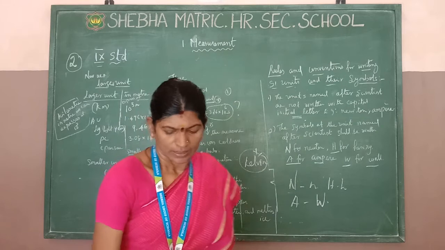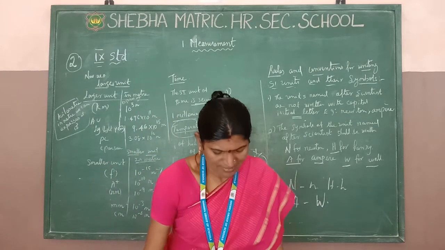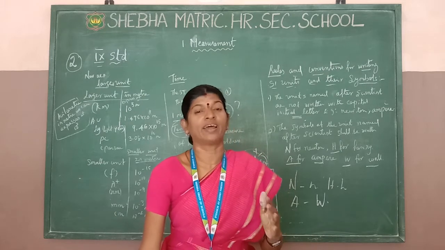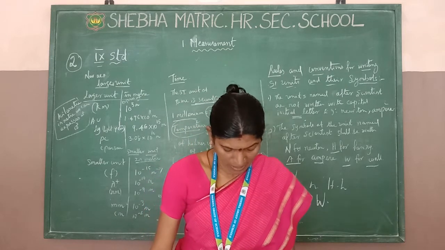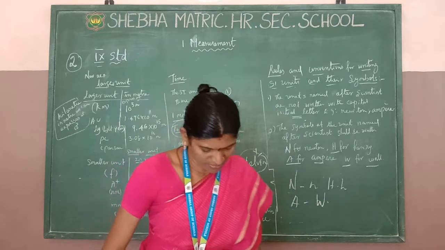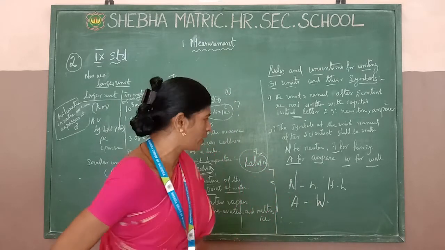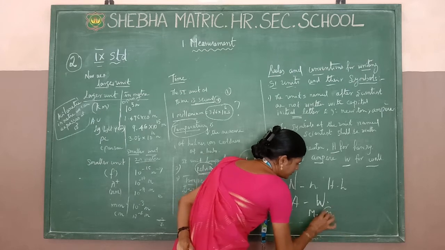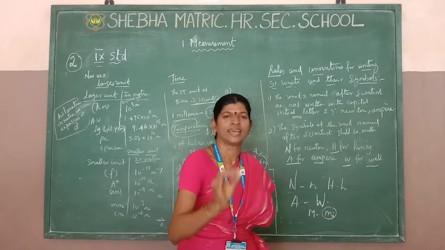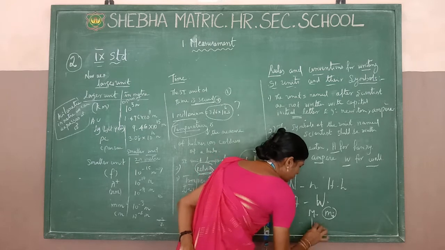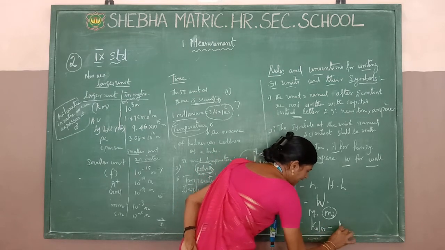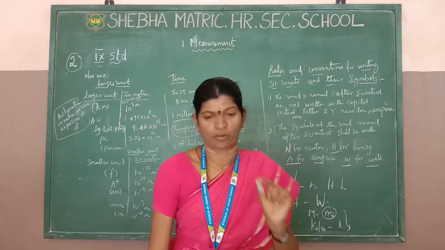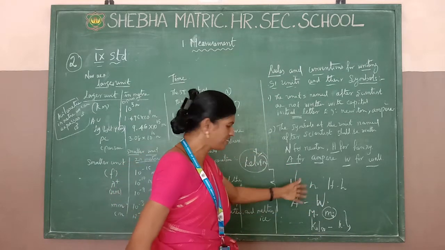Next, the third one, listen. Small letters are used for the symbols of units that are not derived from proper nouns. For example, meter and kilogram. Meter is written as a small m, and kilogram means a small k.